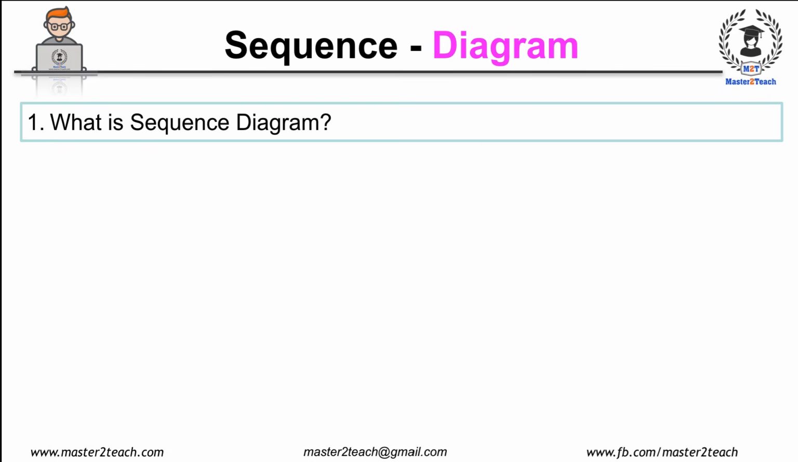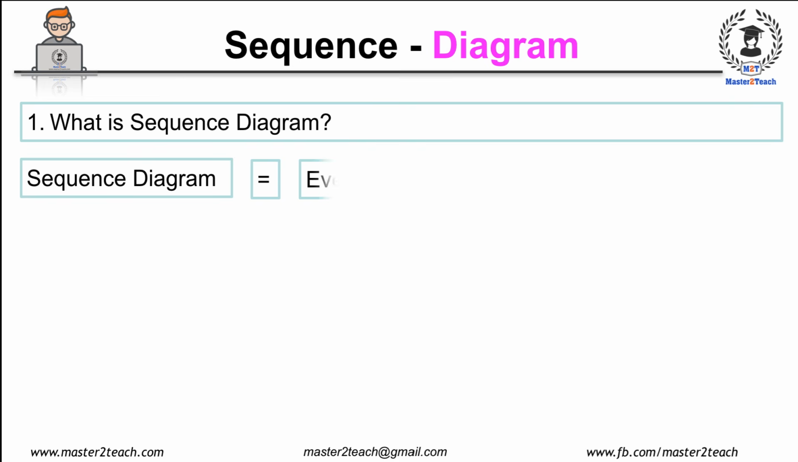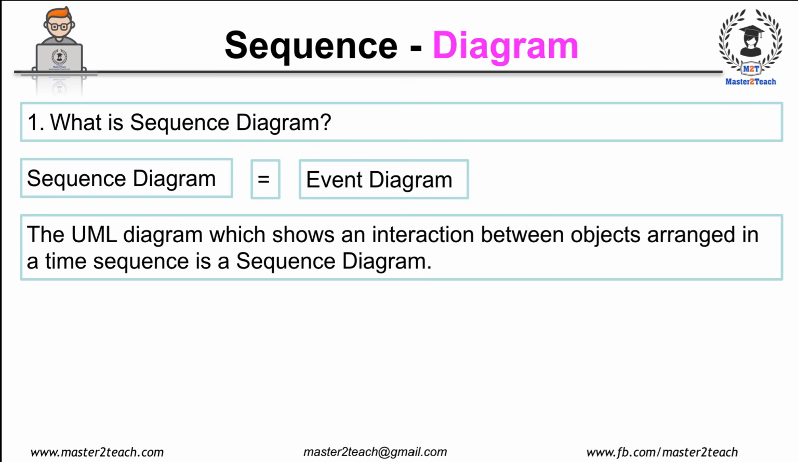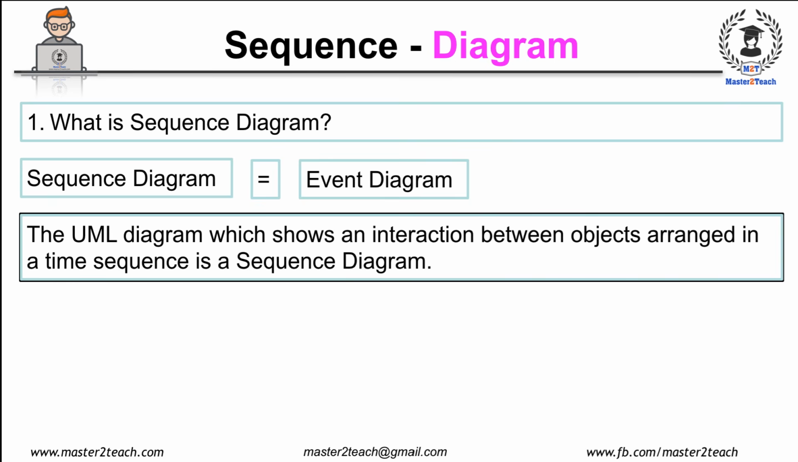Okay, let's start. What is sequence diagram? Before starting, I would like to make clear that the sequence diagram is also called as an event diagram or event scenario. The UML diagram, which shows an interaction between objects arranged in the time sequence, is a sequence diagram. Sequence diagram illustrates how the different parts of the system interact with each other to carry out a function and the order in which the interaction occurs when a particular use case is executed.